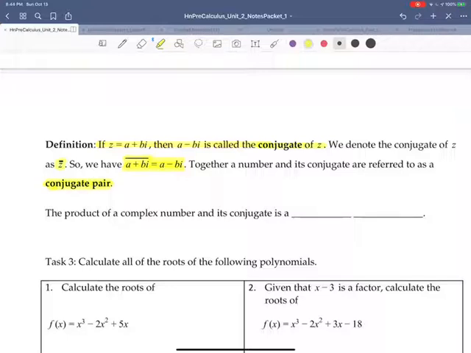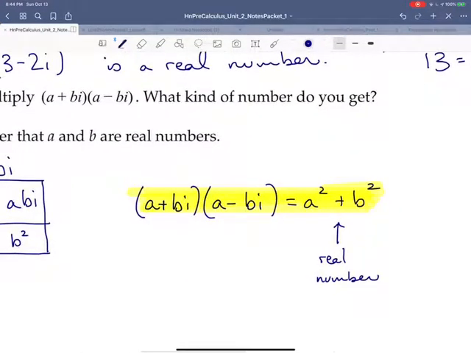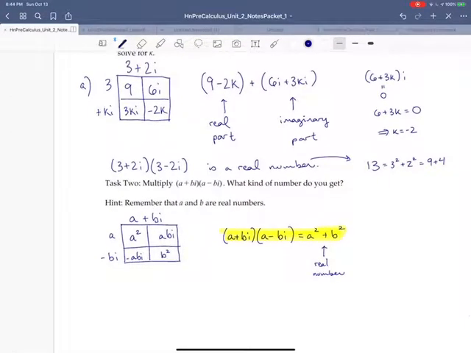The product of a complex number and its conjugate is a real number. This is what we figured out on the previous page. When we multiplied a complex number by its conjugate, we got a real number. That's what happens when we multiply 3 plus 2i by 3 minus 2i. We get the real number 13.